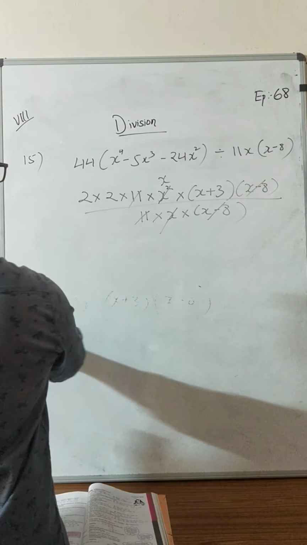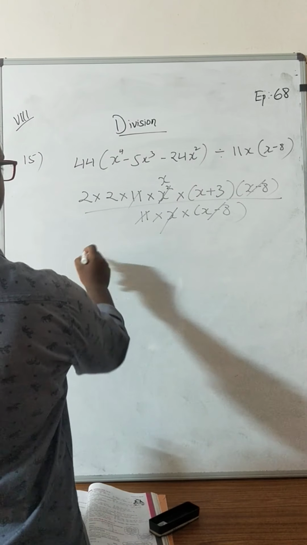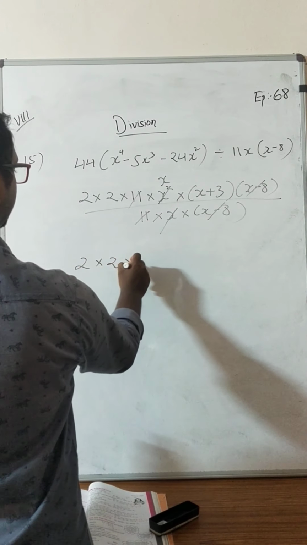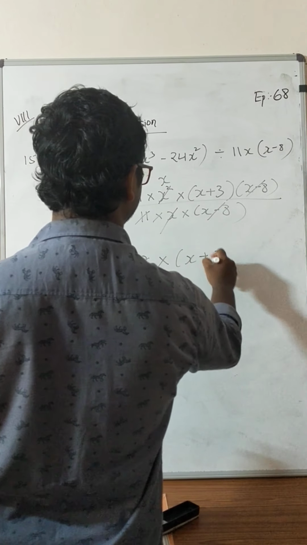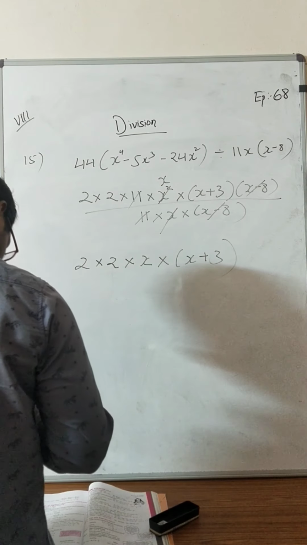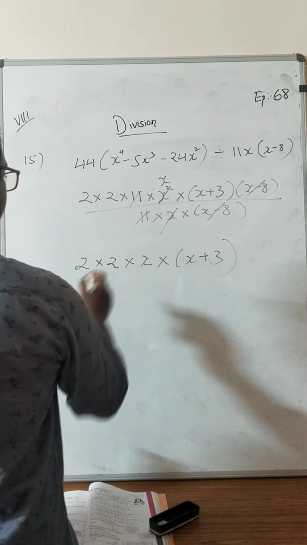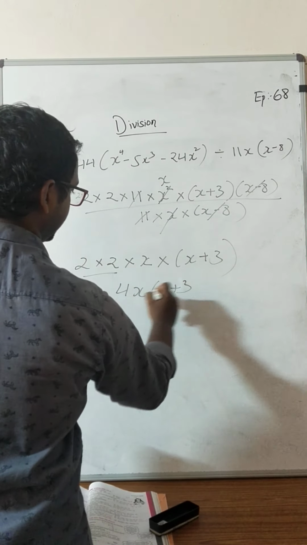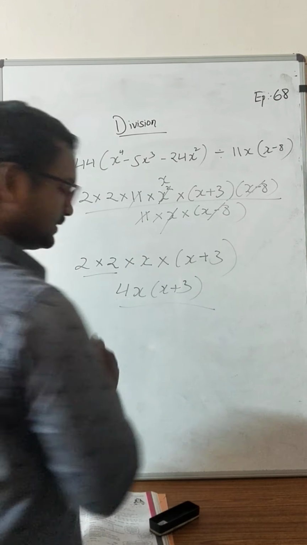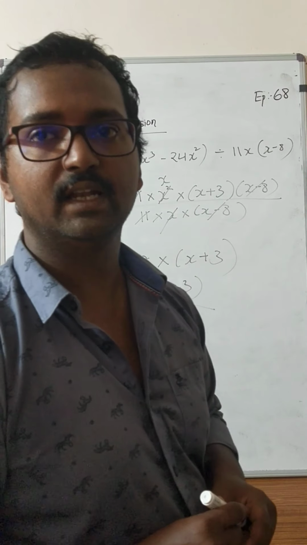Now what is left? We are left with 2 into 2 into x plus 3. So 2 into 2 is 4. 4 into x is 4x, x plus 3. So the final answer is 4x, x plus 3.